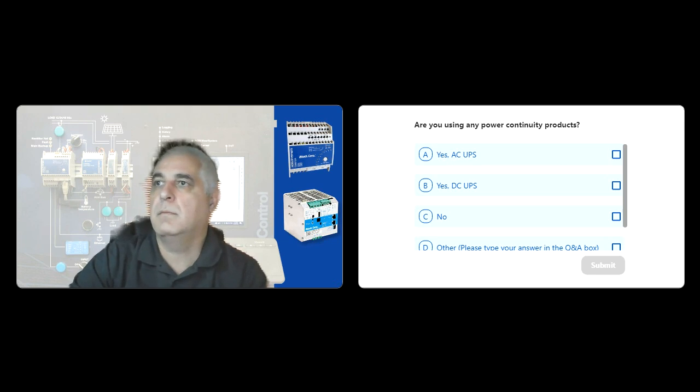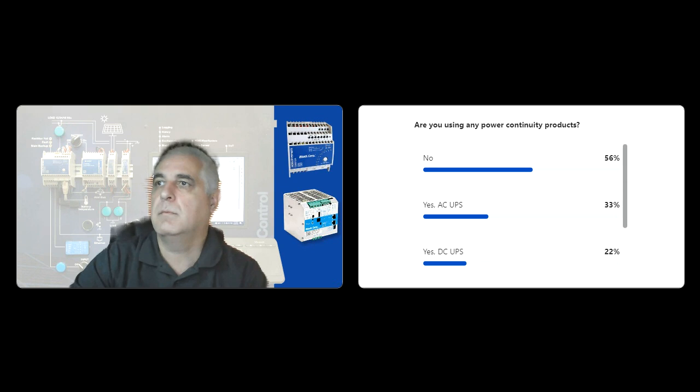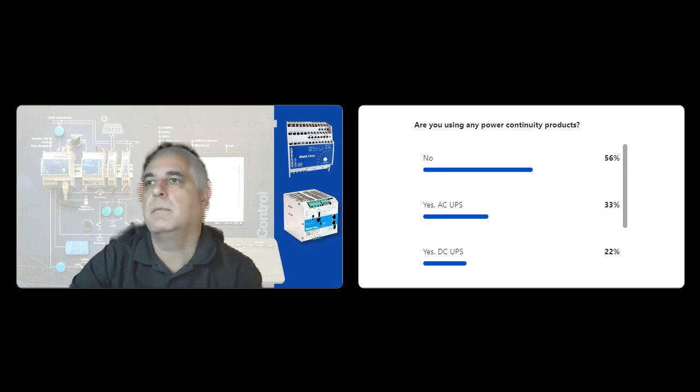All right, why don't we take a look at the answers here? Okay. That's interesting. We have about 33% AC, 22% DC. We have 55% no, and no others. Interesting results. Did you want to talk a bit about this at all, Laszlo?